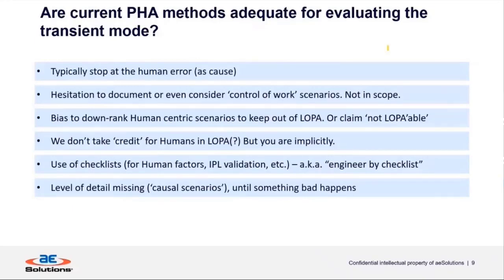Okay, hesitation to document or even consider control of work scenarios, not in scope, maintenance scenarios. I was just in a PHA where they said, we have that covered. We're confident our site does this well. These types of scenarios are around preparation for maintenance and ensuring that proper isolation is made, and equipment's depressured and cleaned out before things are opened up, and the likelihood of even being on the wrong equipment. There's a lot of hesitation to spend time documenting these. Not in every case, but in some cases you see that.